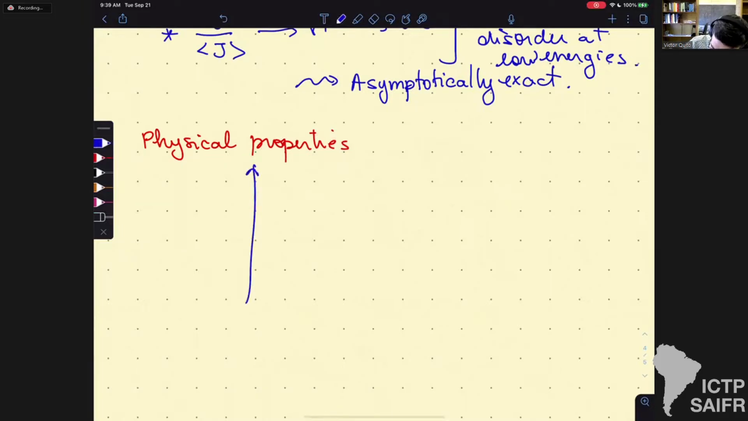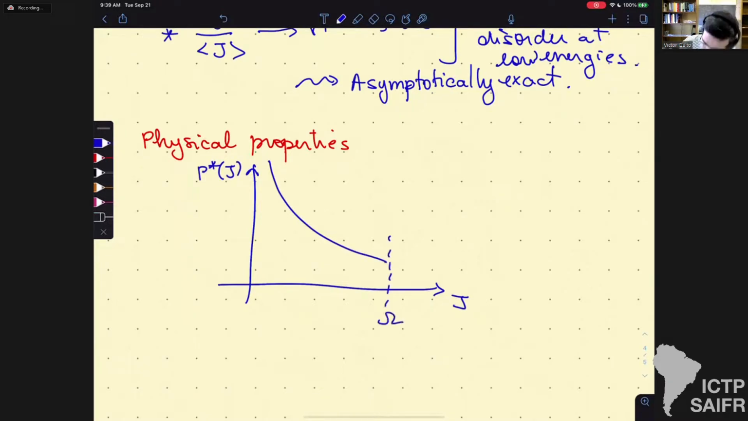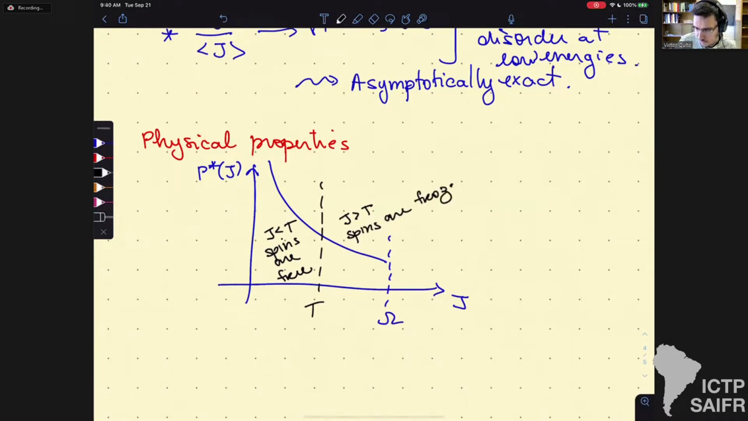By drawing the fixed point distribution as a function of J, we have a power law like this, and then we have a cutoff omega. We are also going to have some temperature, T. The assumption is that disorder is so strong that if the couplings are smaller than T, the spins are free, and if J is greater than the temperature, the spins are frozen into singlets. This is a very good approximation close to the fixed point if disorder is strong enough.